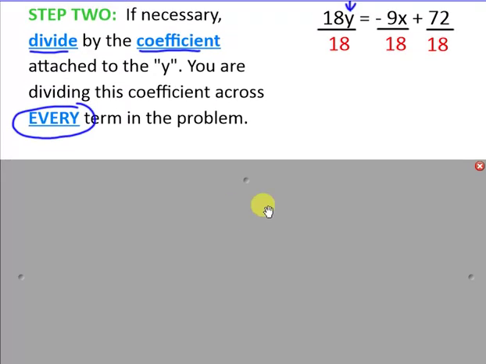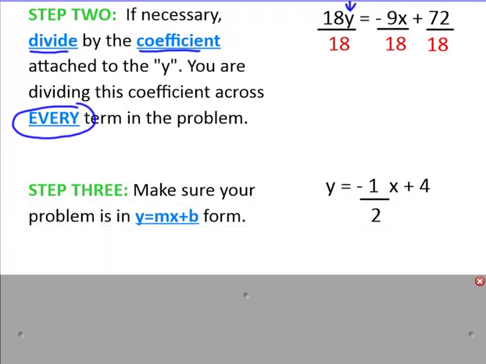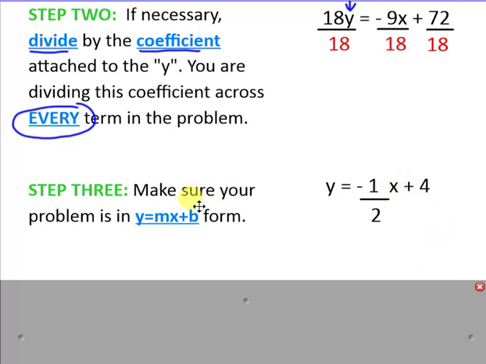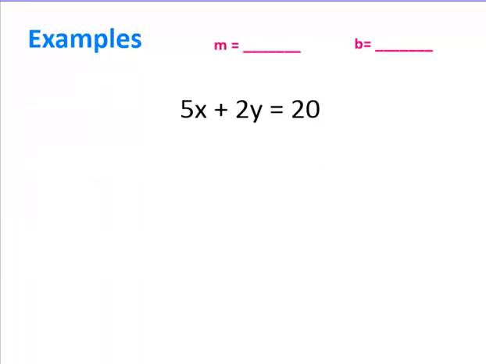Now, once I do that, I'm going to get my answer, and I just need to double check and make sure that it's in y equals mx plus b form. So 18 divided by 18 cancels, and I'm left with y. Negative 9 over 18 is negative 1/2, and I keep my x. And then 72 over 18 is 4. And this right here is my answer. And it sounded like a lot, but it was really just a couple of steps.